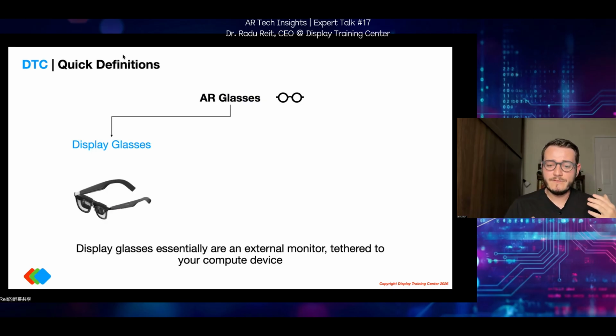Number one, we have display glasses. A display glass is something like an Xreal or a Viture glass, where essentially we just have an external monitor. These types of glasses are very visually excellent display systems. They typically use microLED panels that we'll talk a little bit about later, but they're a tethered device. You tether to your compute puck, whether it's your smartphone or your laptop, and you are just projecting that information.